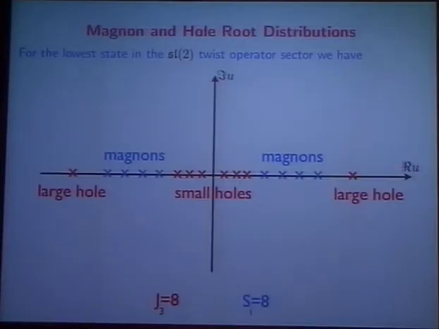And then you get the following picture in this Bethe rapidity plane. The magnons, so the D particles, are sitting here. Then you have holes, these Z particles. And for the ground state, you have two very large holes, and then a sea of small holes.